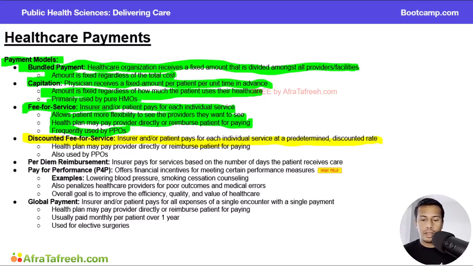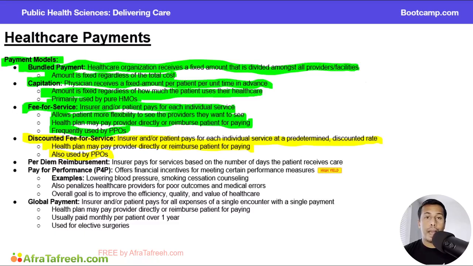And same thing, just as with a fee for service, the health plan may pay the provider directly, or they may reimburse the patient for paying. This is also frequently used by PPOs. Remember, PPOs have a lot of flexibility with the providers and the specialists that they get to see, so you want a plan like this that'll allow for flexibility.